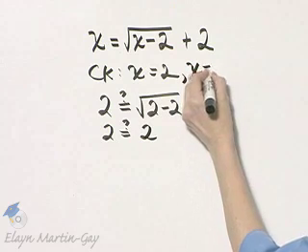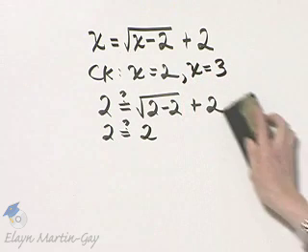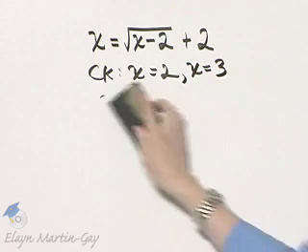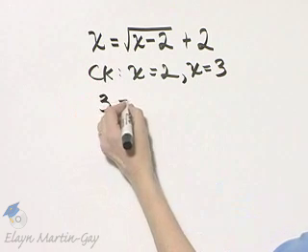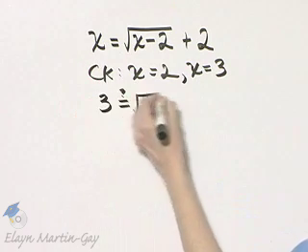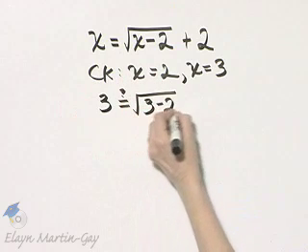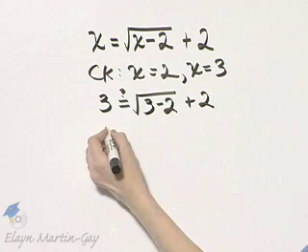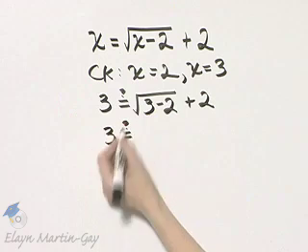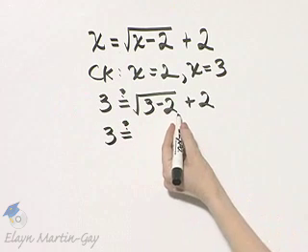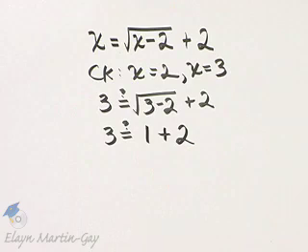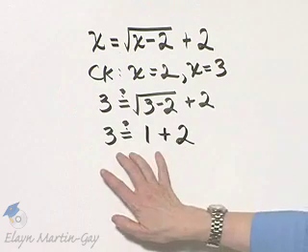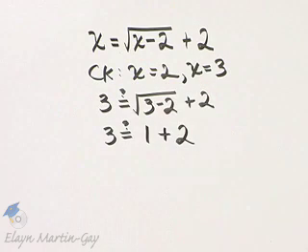Now let's check our other proposed solution, which was 3. Everywhere there's x in the original equation, we'll replace it with 3. Is 3 equal to the square root of 3 minus 2, plus 2? So is 3 equal to, the square root of 3 minus 2 is 1, square root of 1 is 1, and I have 1 plus 2, and that is, of course, 3. So that's a true statement. Both of these check, and both of these are solutions.